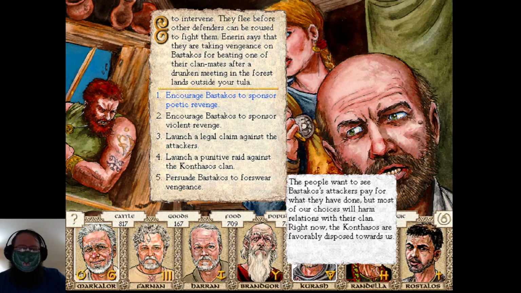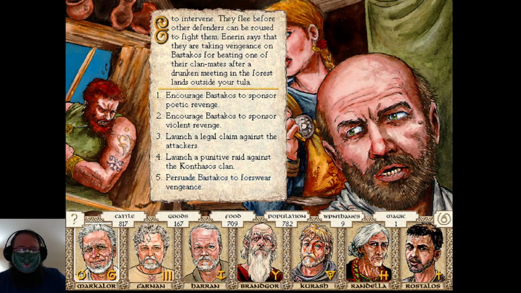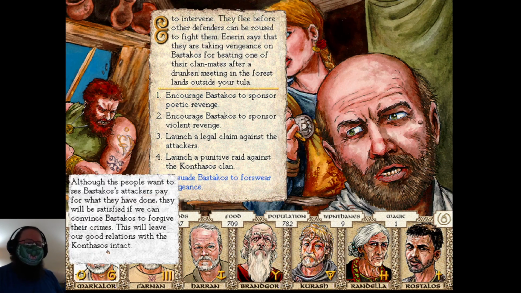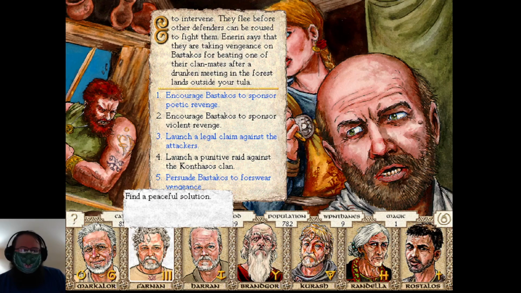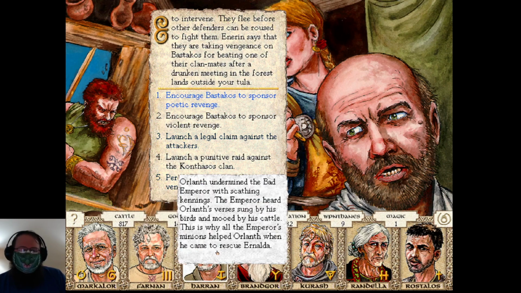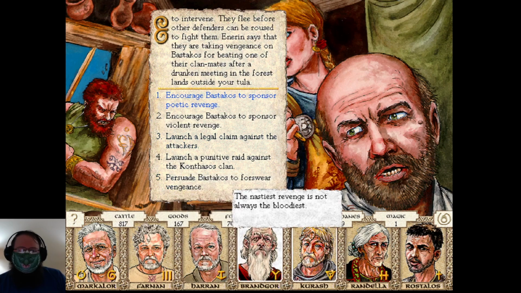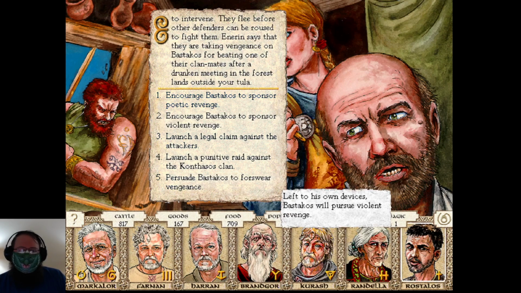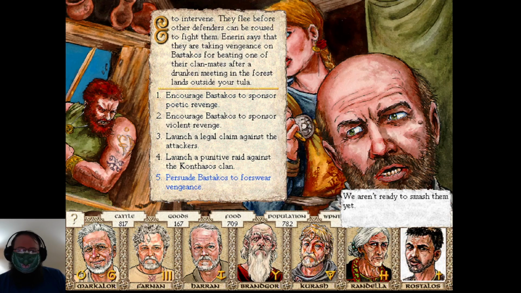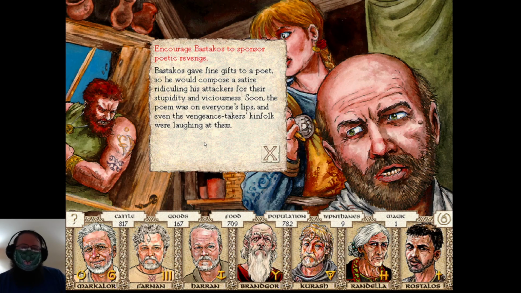And this is the person that decides first to give us the advice. So he wants to do poetic revenge. Forswear vengeance. Yep. Forgive their crimes, keep good relations. This person finds a peaceful solution, so 1, 3, or 5. So don't sponsor violent revenge or raid. Poetic justice. And forswear violence. We're going to go with the poetic justice.